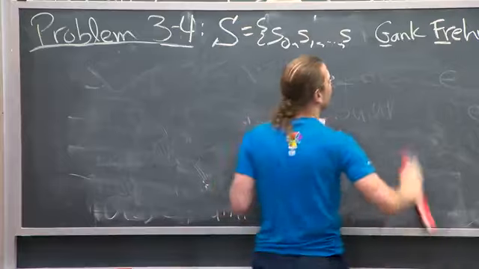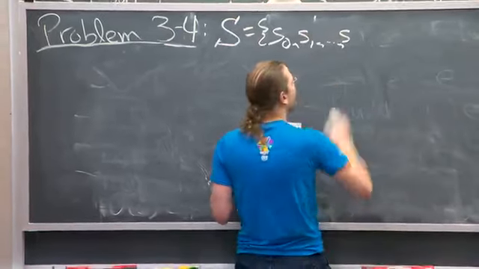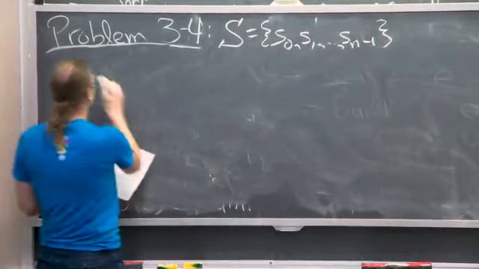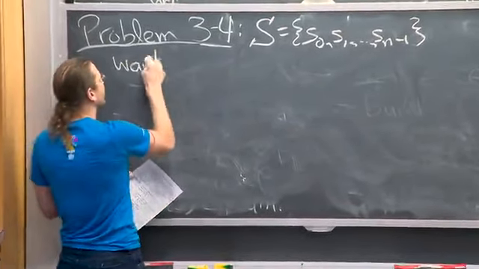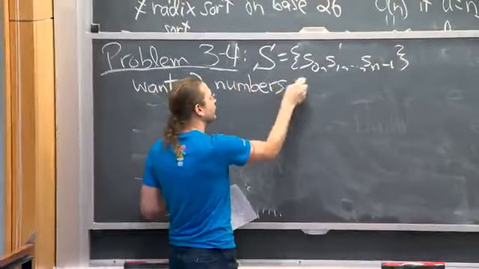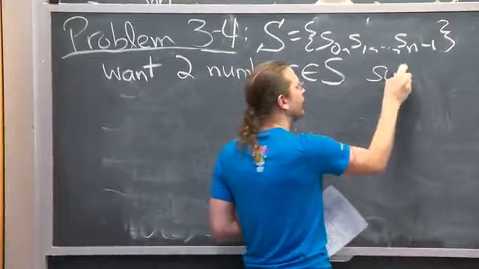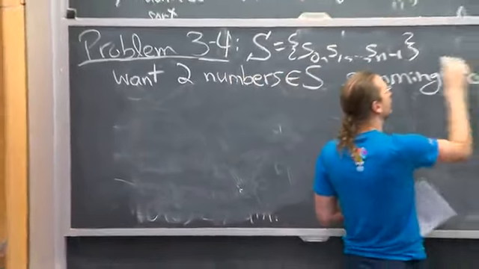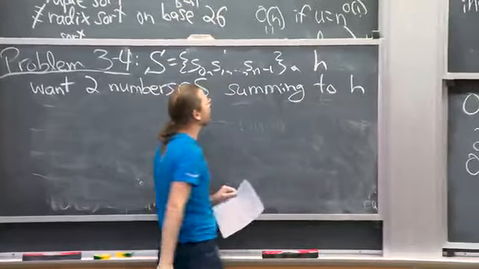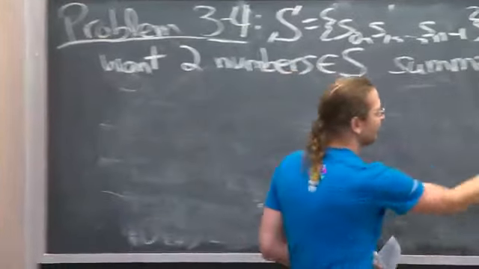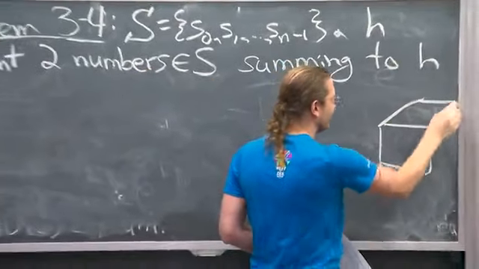S of size n minus 1. And we want two numbers in S summing to H. This is the side length, not the number of sides. So, a cube. Oh, okay.